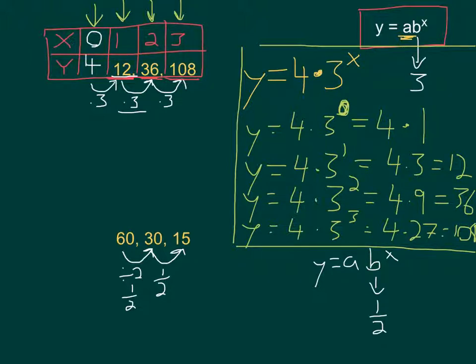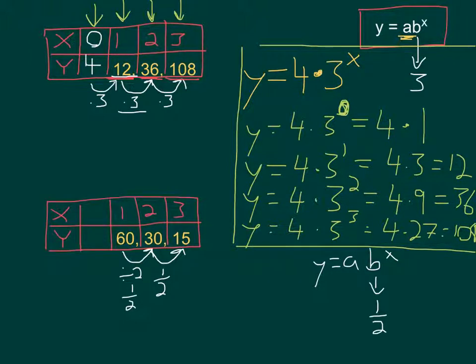To figure out my a, I'm going to use my table and try to figure out where x equals 0. What can I divide by 2 to equal 60? Well, what if I try 120? 120 divided by 2 equals 60. So I know that for my second geometric sequence, y equals 120 times 1/2 to the x.